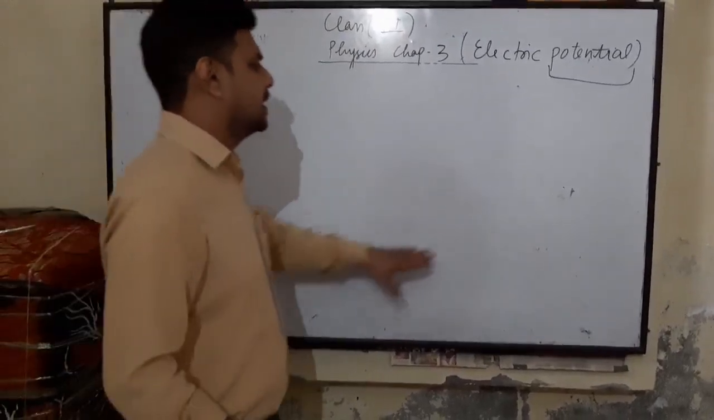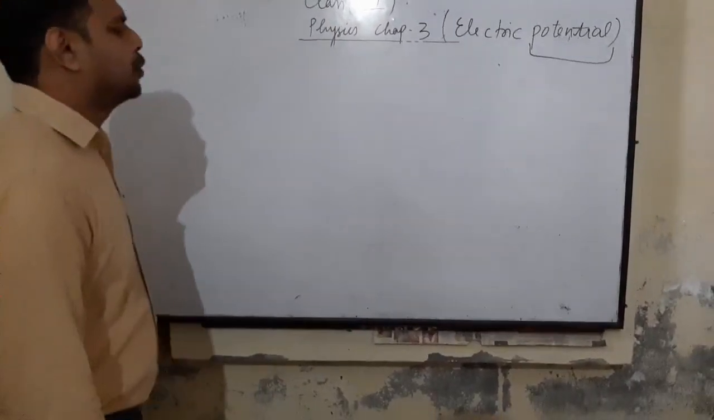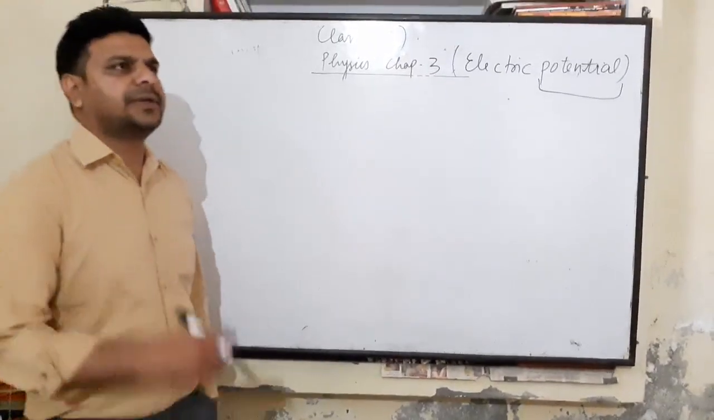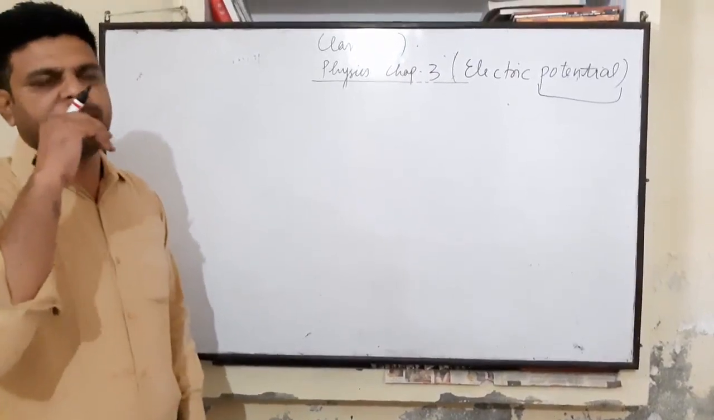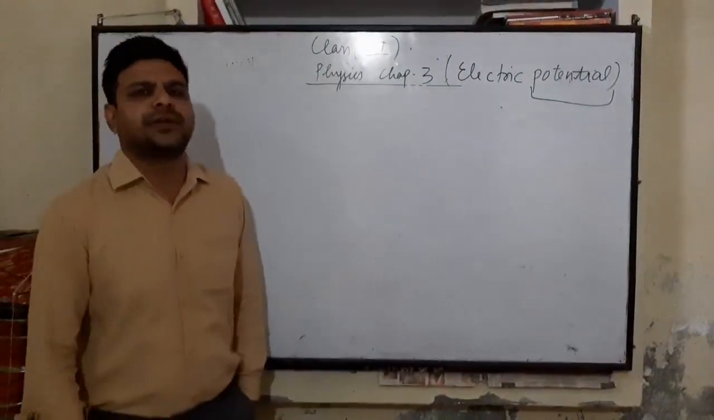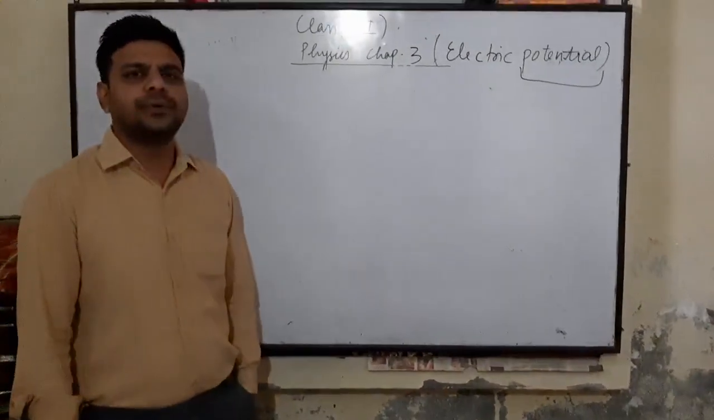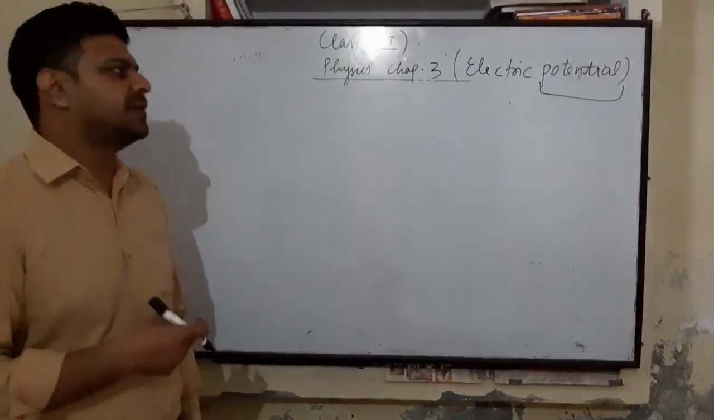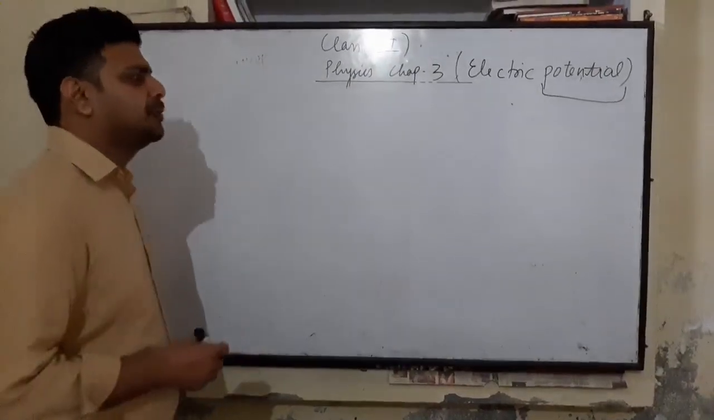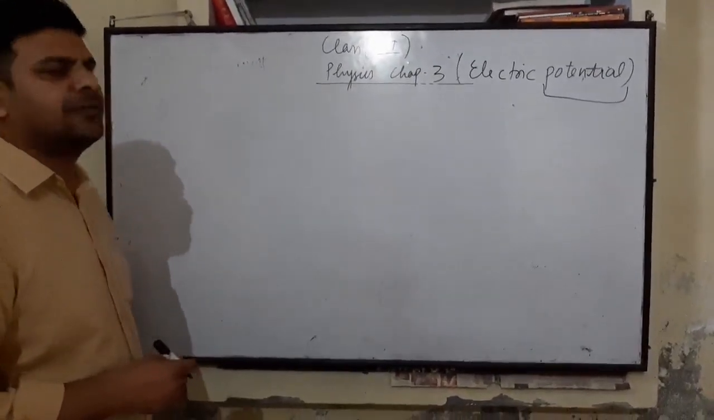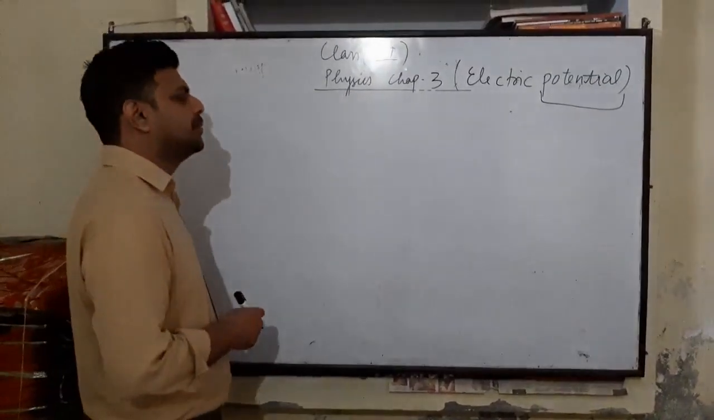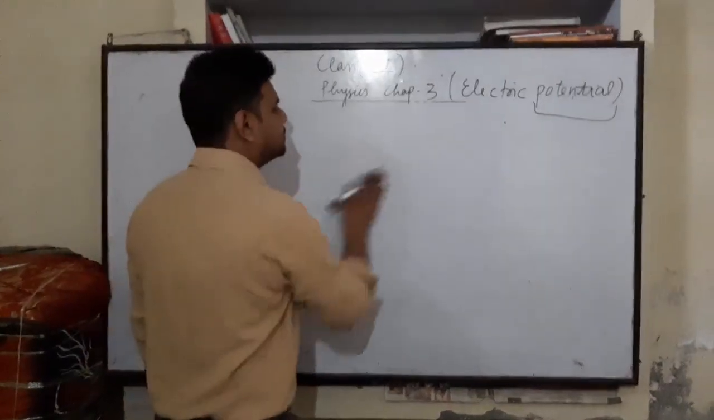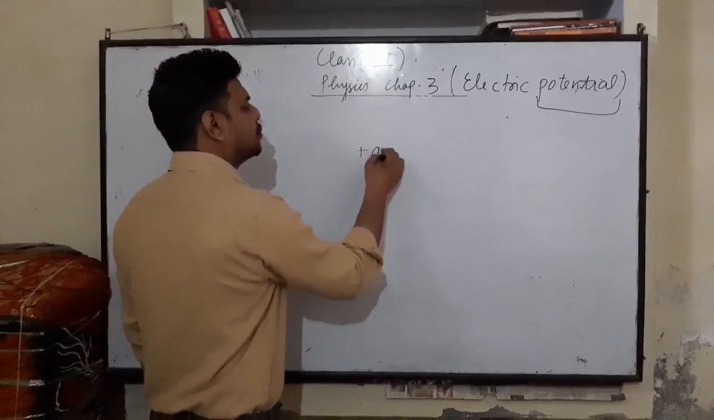Now we will calculate the electric potential due to a point charge, due to a single charge. As we have done before, we calculated the intensity of electric field due to a point charge. Today we will calculate the formula for electric potential due to a point charge. So consider this is a source charge.